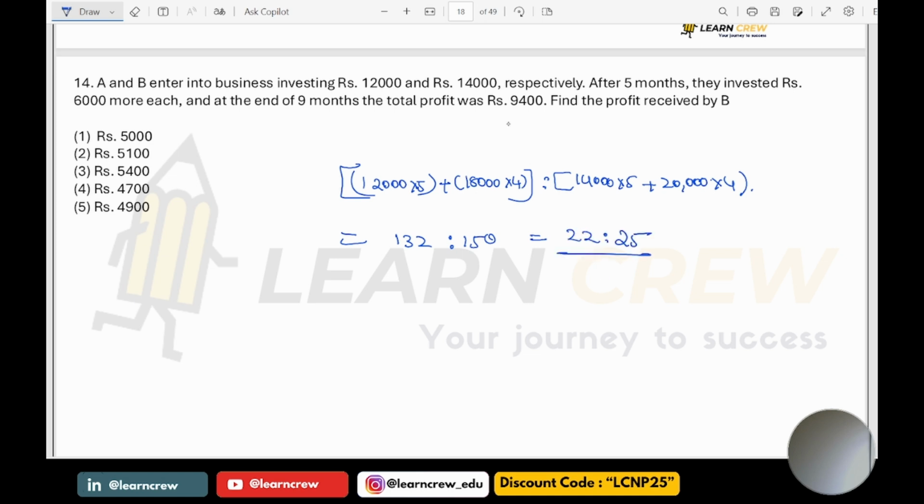Total profit 47 parts is 9,400. Then 25 parts would be how much? 5,000. So the answer is 5,000.